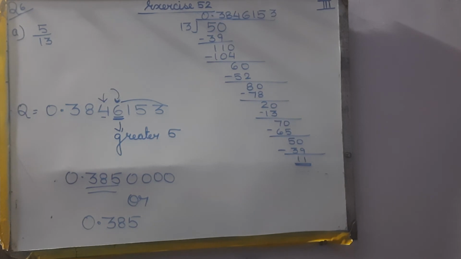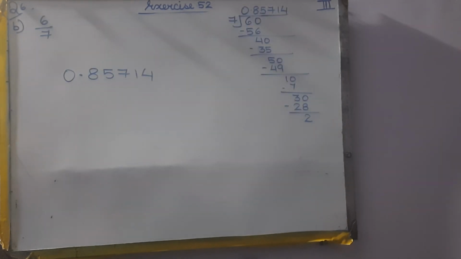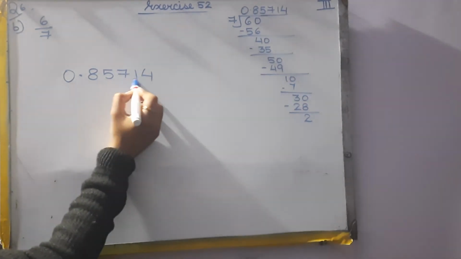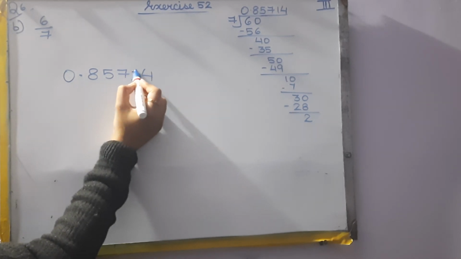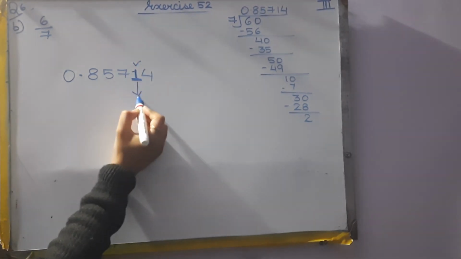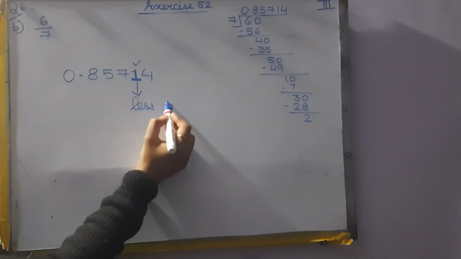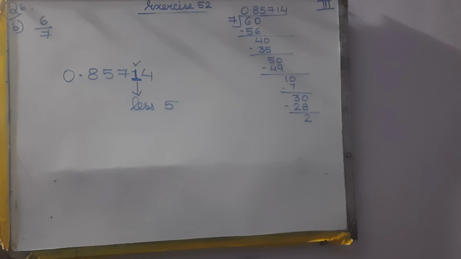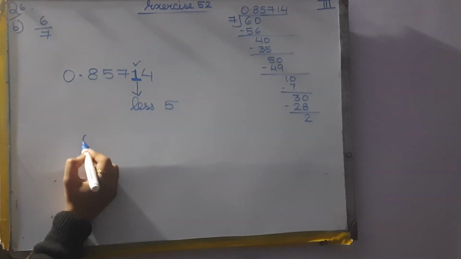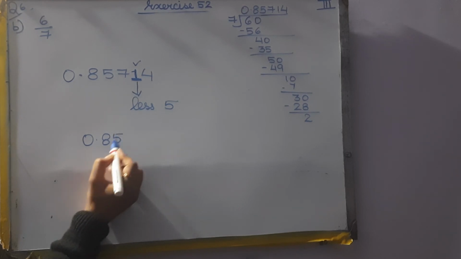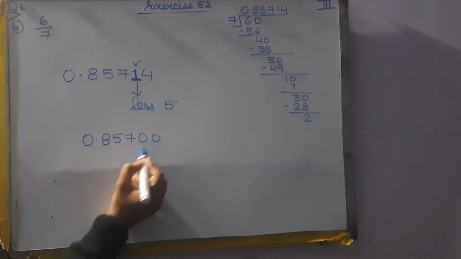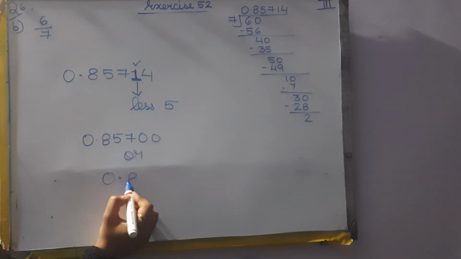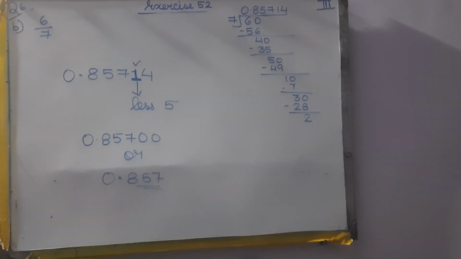Next one, B. Next, 6 by 7. So when we divide 6 by 7, we have got the quotient 0.85713. Now we will see the fourth decimal number after the decimal. The fourth decimal number is 1, which is less than 5. Now what are we going to do? We will replace that number and the numbers after it by 0, and the rest of the number will be the same. So 0.85700, or you can write it as 0.857. Both answers will be the same.